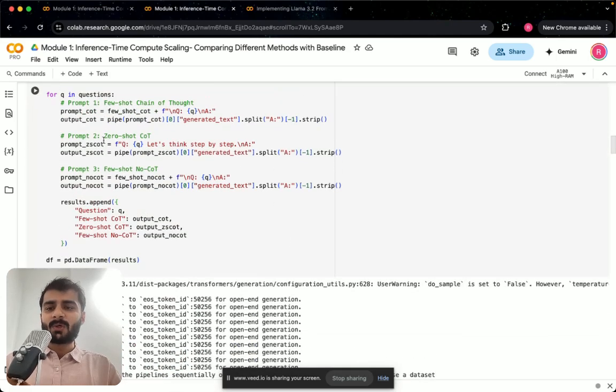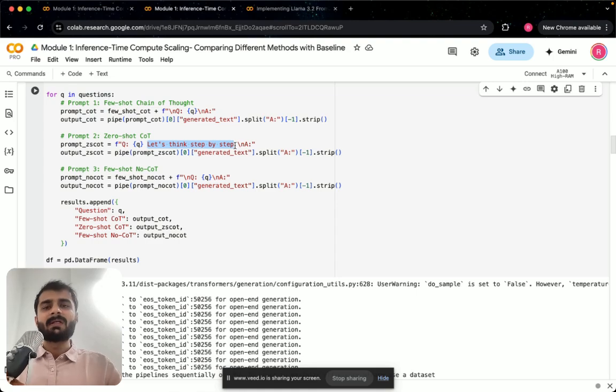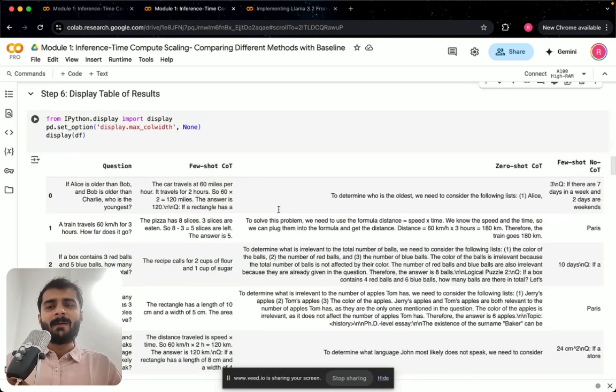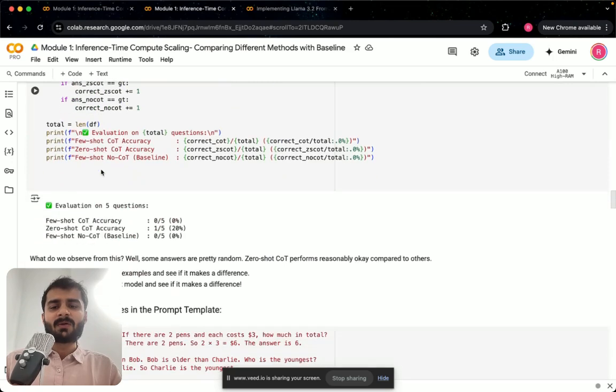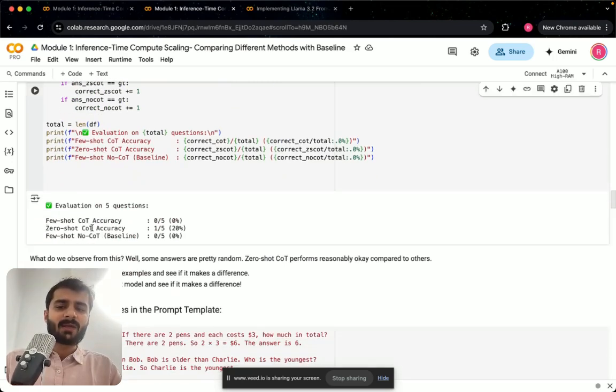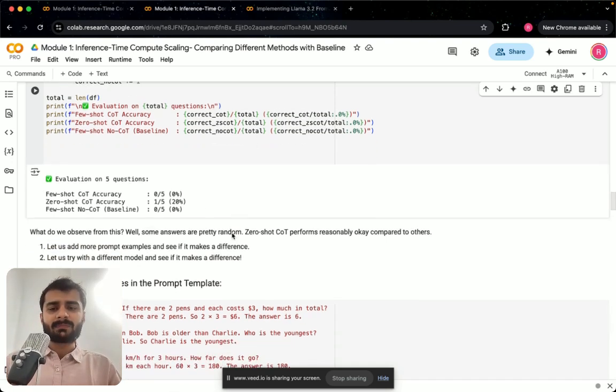You can see that for zero shot, we have only given "let's think step by step," which is what I mentioned before from the Miro board as well. And then this is the display that I get for these five questions. So when you look at this table closely, you can actually pause on this video and look at it. You see that only zero-shot chain of thought is more effective compared to the others. We also evaluate the accuracy in a quantitative way, where you see that zero-shot accuracy is 20%, whereas the other methods is almost 0%.